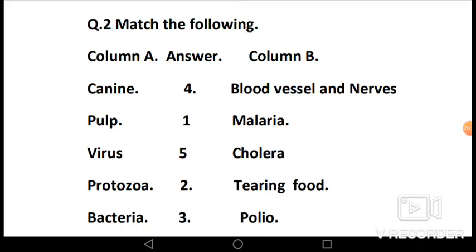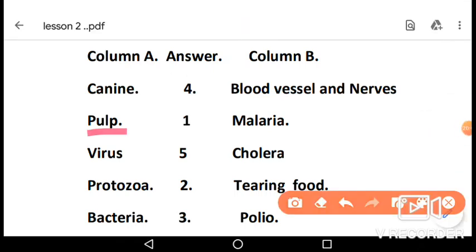Column A, the first word is canines. The answer is tearing food, because canines is a type of teeth which helps in tearing food. Second word is pulp, and it lies inside the dentine, and it is very soft and full of blood vessels and nerves. So we have to match pulp with blood vessels and nerves.